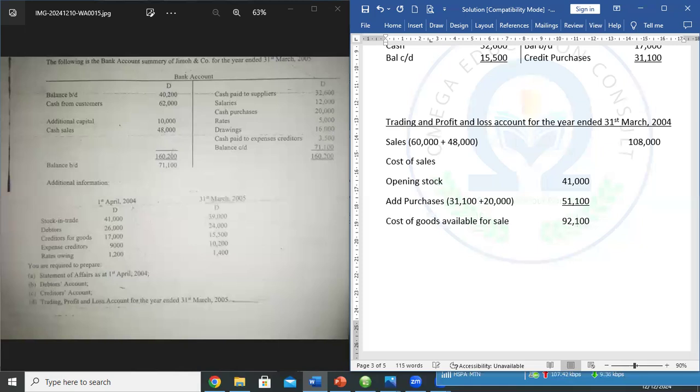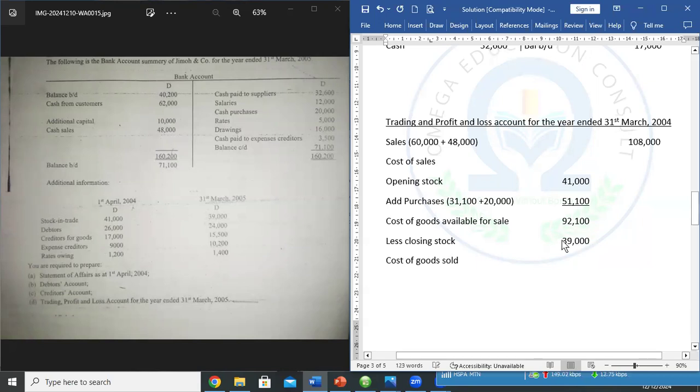If you want to ask a question, do. Then less closing stock. Closing stock in trade, I think, is 39,000. You less that to get your cost of goods sold. And then you assess for any trading expense, wages, or any direct trading expense, which we don't see in this question. There is no wages here.